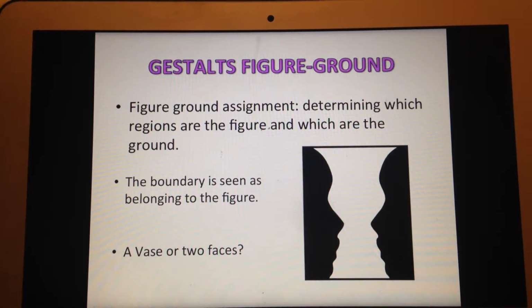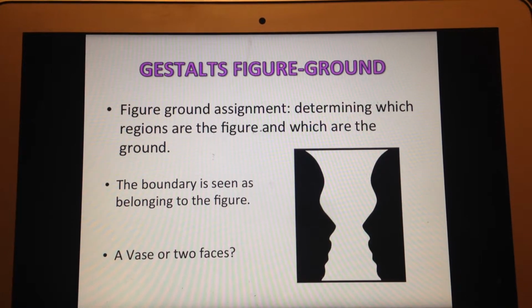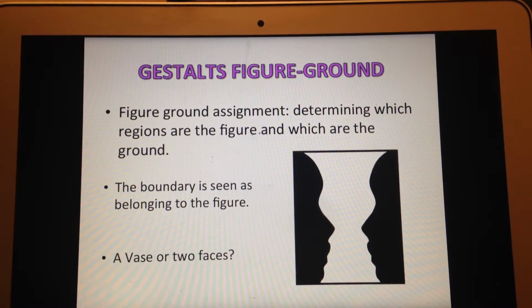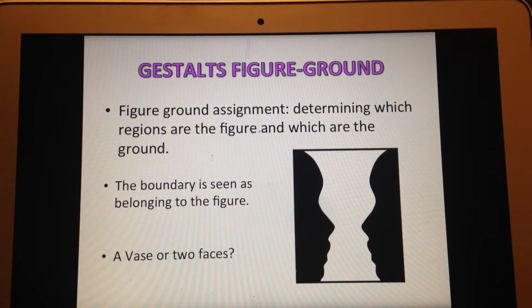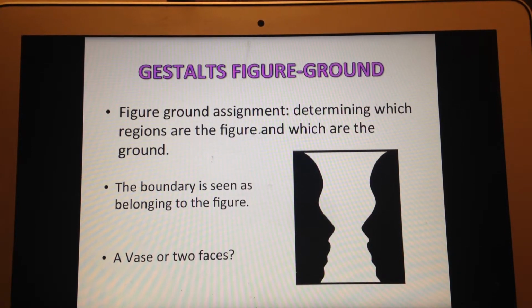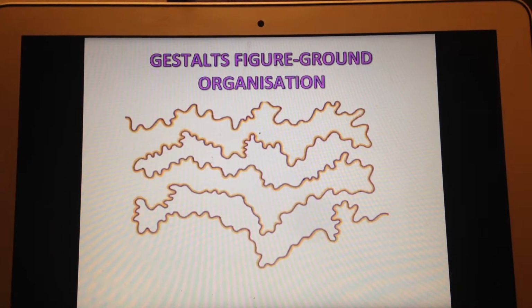Figure ground assignment refers to determining that some regions of a stimulus belong to a foreground object or figure and other regions are a part of the background. It is a process of the middle vision. According to this approach, the boundary is owned or perceived to be owned by the figure. The coloured surface in the watercolour effect is perceived as the figure.